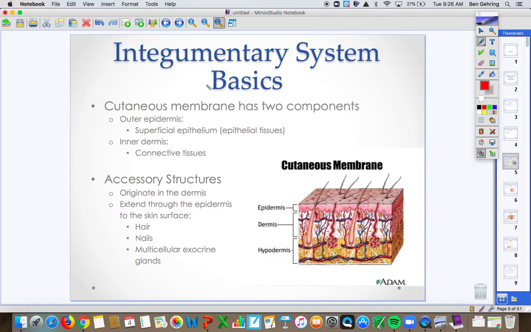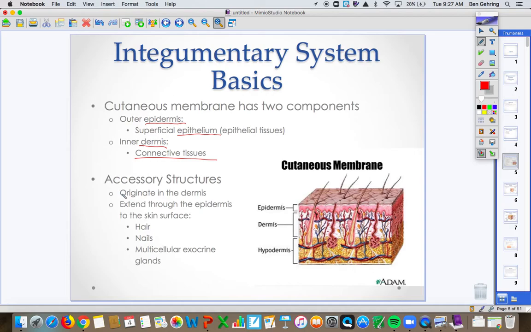So your cutaneous membrane, your skin, has 2 components. One is the outer layer called the epidermis, which is comprised of superficial epithelium or epithelial tissue. And you have an inner layer called the dermis, which is made of connective tissue, which connects your skin to your muscles and structures underneath. So these are connective tissues.